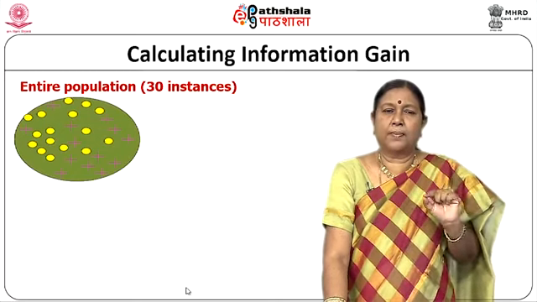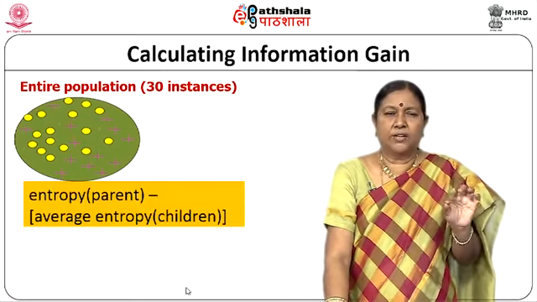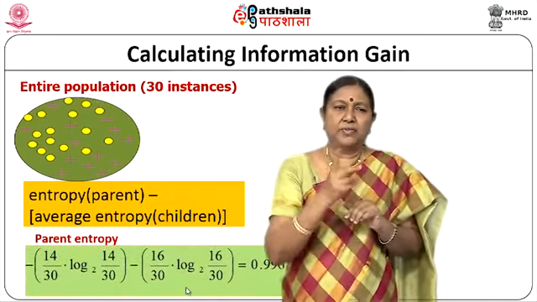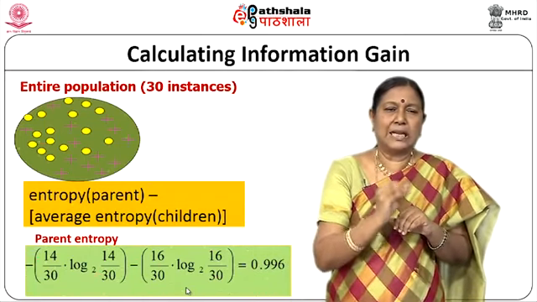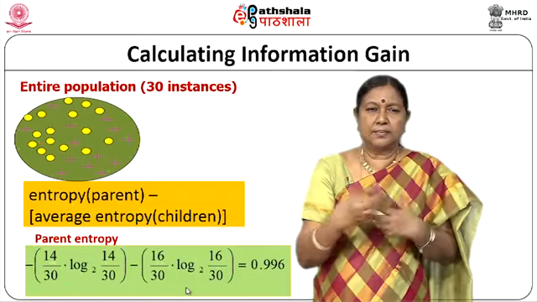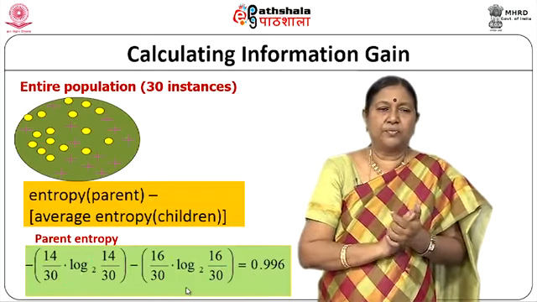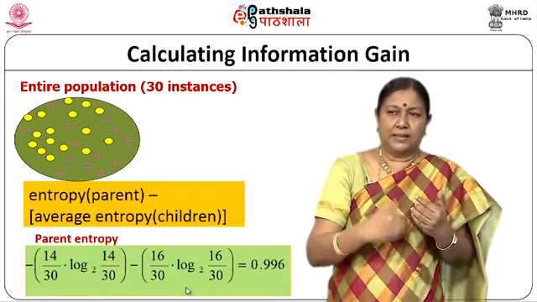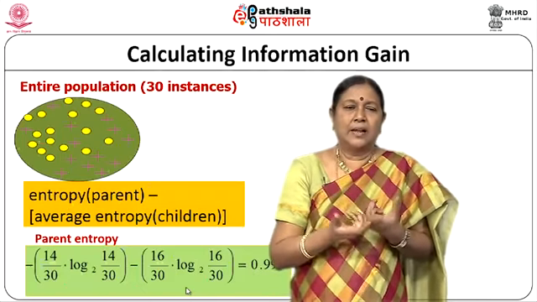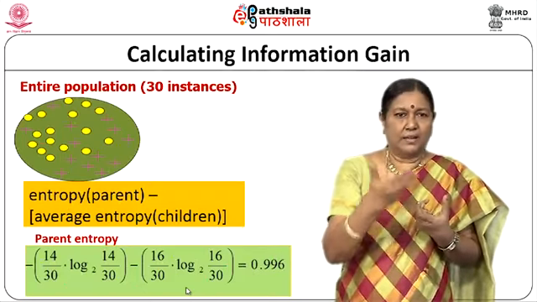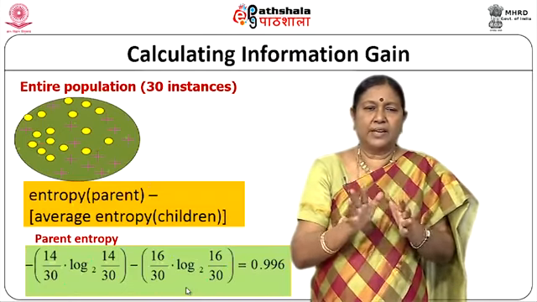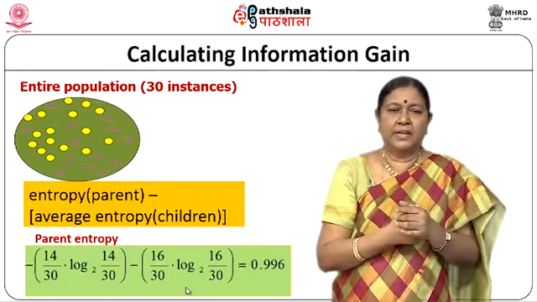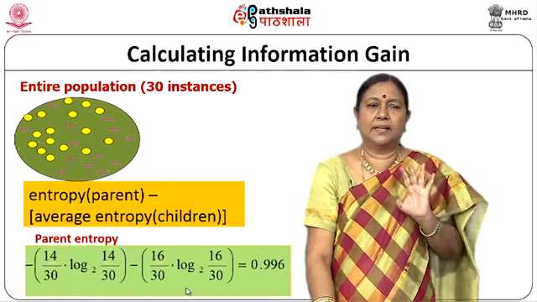Let us assume the entire population consists of 30 instances. The entropy of the parent is the average entropy of the children. Parent entropy here: you have two sets, if you can see, 14 samples of positive and 16 samples of negative, whichever way you take, yellow and pink. So, how do you calculate the parent entropy? Parent entropy is nothing but minus 14 by 30, where 14 is the number of samples and 30 is the total number, times the log of that. Similarly for the other one. So, we get the parent entropy from the two sets we have. Actually, for positive and negative it is 0.996. This is the way we calculate the entropy.